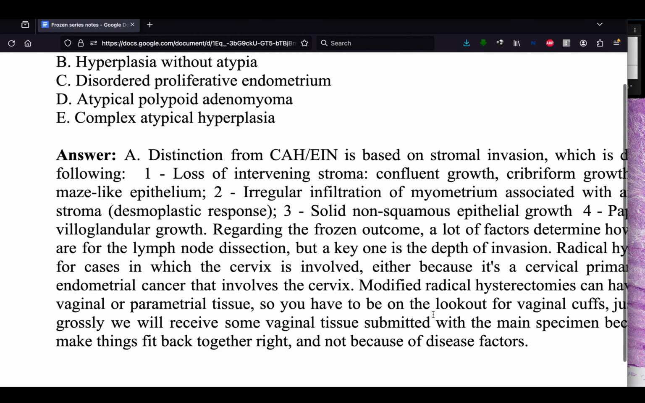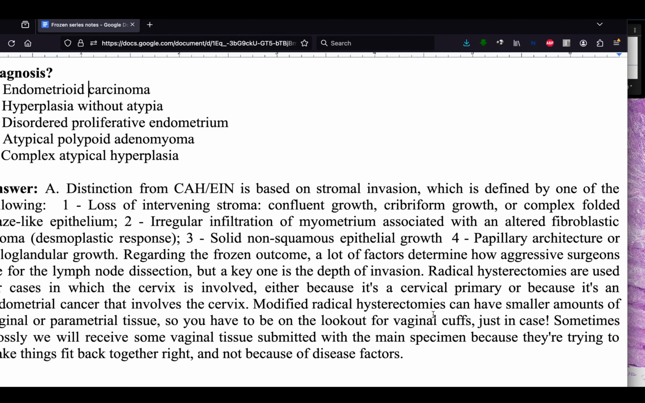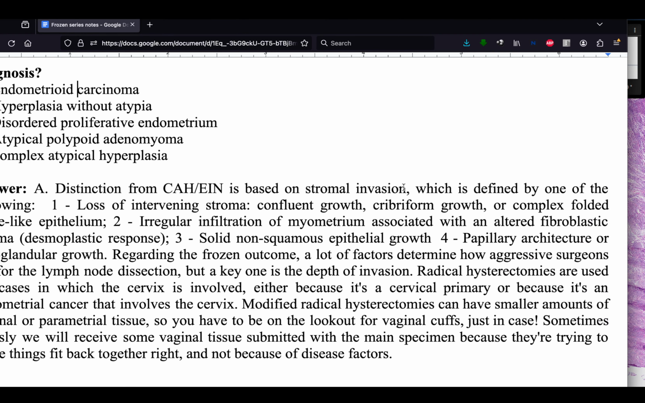And the answer here actually is, unsurprisingly, endometrioid carcinoma, and we are basing this on the fact that there's loss of intervening stroma, there's confluent growth, cribriform growth, or complex maze-like epithelium. There's also irregular infiltration of the myometrium, which we saw. On frozen, I don't think it's that easy to see an altered fibroblastic or desmoplastic response. You can sometimes, but it's a little hard. We also saw solid non-squamous epithelial growth. We have that, and there could be different architecture.